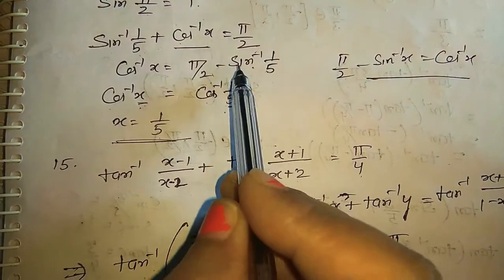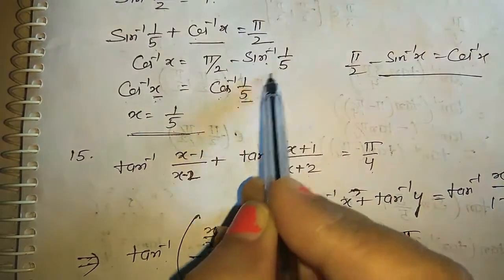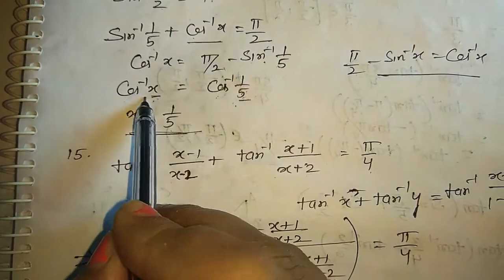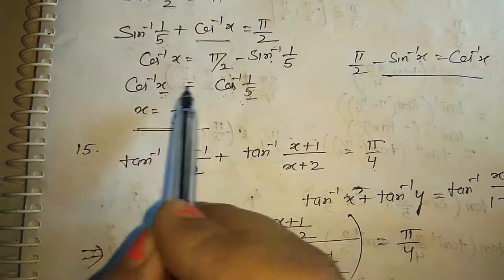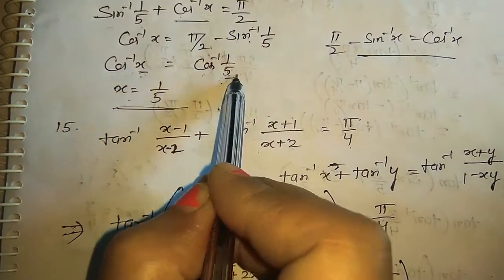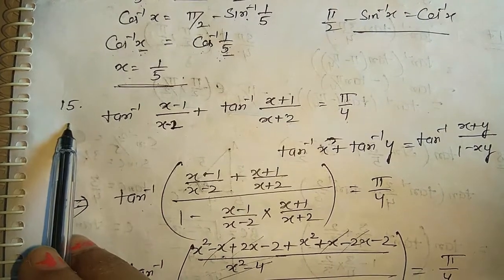So we can write pi by 2 minus sine inverse 1 by 5 is equal to cos inverse 1 by 5. Okay. Then cos inverse x is equal to cos inverse 1 by 5. Then x will be 1 by 5. Compare this, x will be 1 by 5.